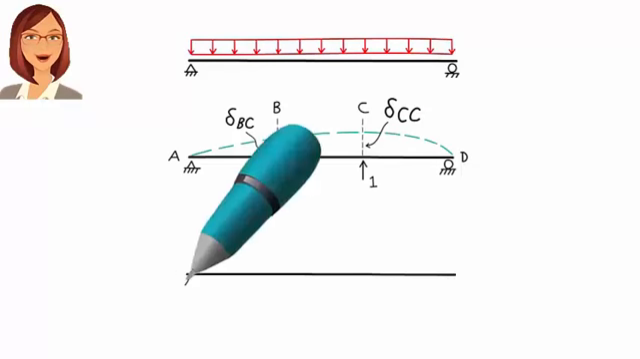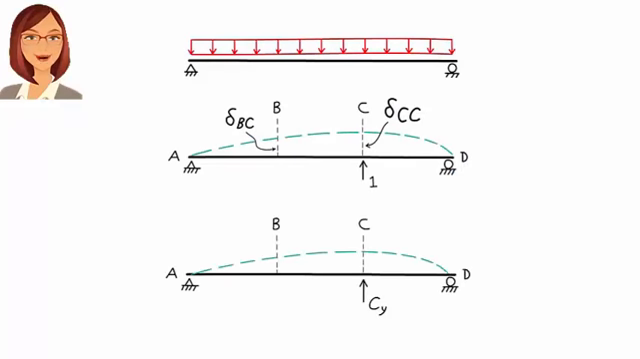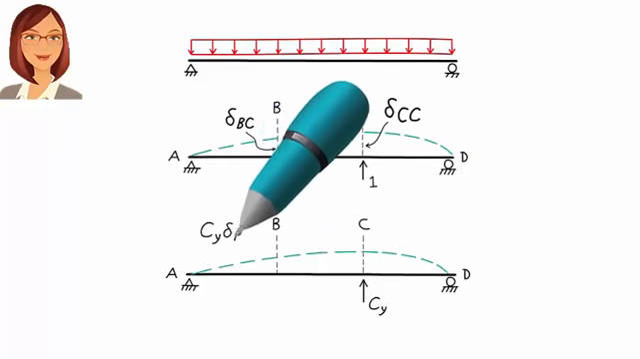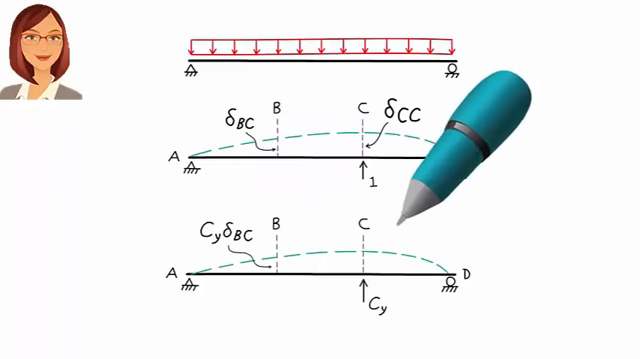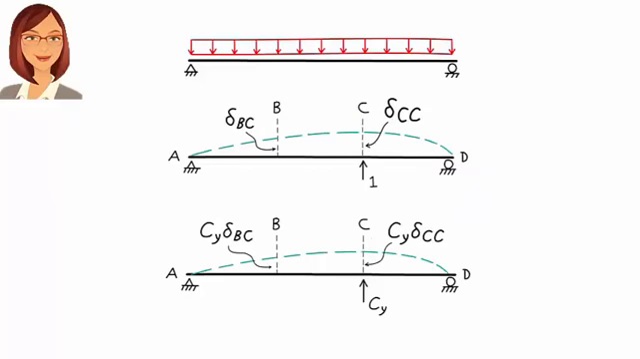Now, if we replace the unit load with Cy, the displacements can be written as Cy delta BC and Cy delta CC. Let's summarize what we have so far.